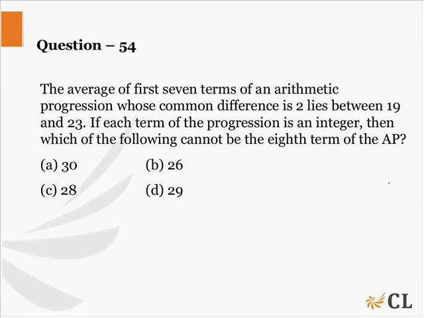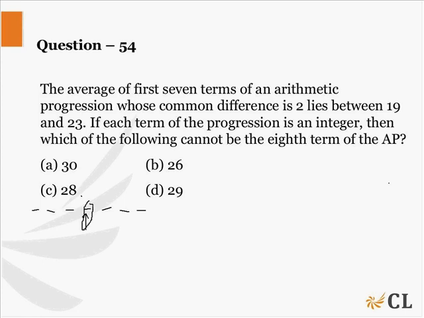See, if an AP has an odd number of terms, here it is talking about 7 terms. So let's see, 1, 2, 3, 4, 5, 6 and 7. The average of the 7 terms of an AP will always be the 4th term. It's a property of AP: if there is an odd number of terms, the average is always the middle number. So the average of the 7 terms is nothing but the 4th term only. Clear?